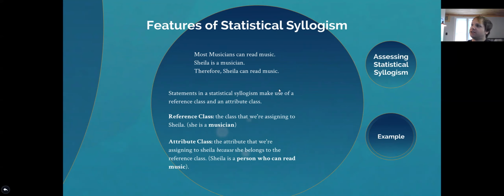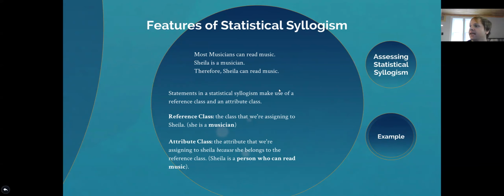We're going to break down statistical syllogisms into a number of components. One thing is that we have different categories and different populations that we're talking about. And with those different categories and populations, we have an individual that is participating in multiple populations. So for example, Sheila is that individual. She's a person, right? Sheila, we're saying in this argument, is a musician. We're also saying that musicians are people who can read music. And on the basis of those two pieces of information, we're inferring that Sheila can read music.